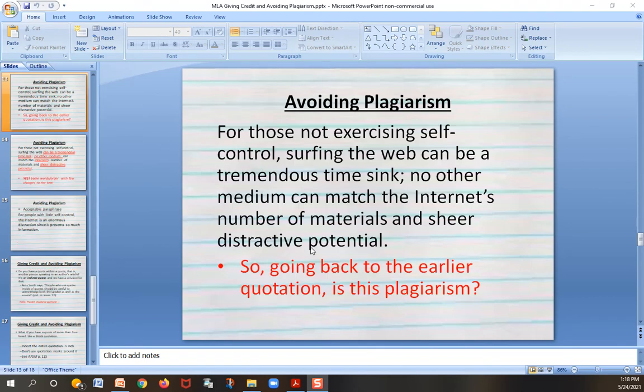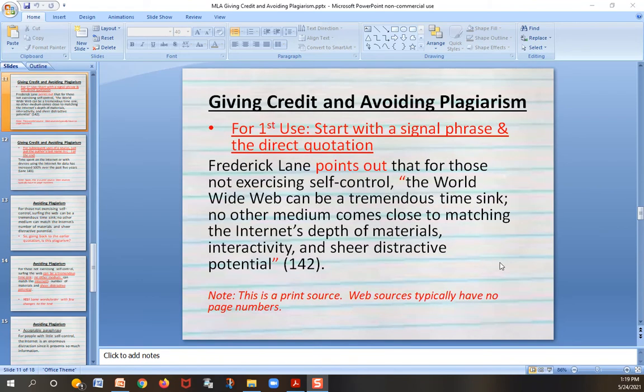So let's talk about an instance where plagiarism might come up. So this is an interesting piece, and it came from an essay. It says, "For those not exercising self-control, surfing the web can be a tremendous time sink. No other medium can match the internet's number of materials and sheer distractive potential." So we're going to go back to the earlier passage. I want you to look at this, and then I feel like an eye doctor. Is it better this way or this way?